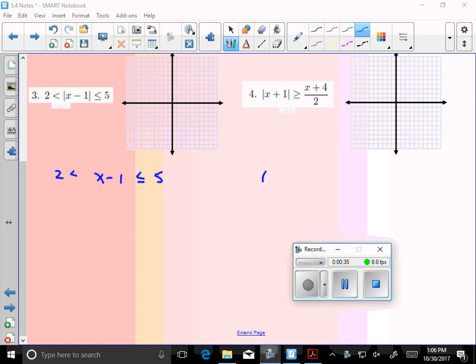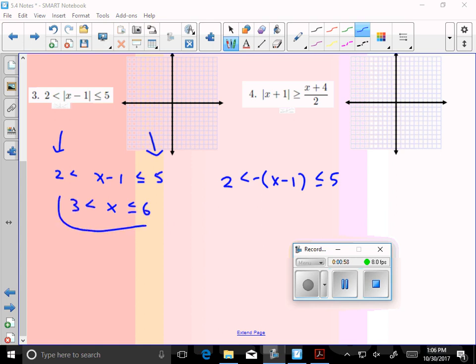Absolute value tells me that maybe I should do that again. And then I just solve this inequality. So what should I add to this side and this side? 1. That's one of my intervals. And then do this thing again.